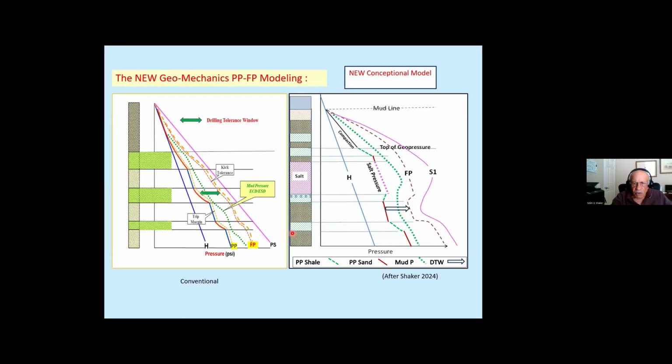And this is also published in 2024. See how that conventional pressure plot has completely changed. Above the salt, the principal stress is higher than the overburden. So the frac pressure follows suit and the mud weight follows suit. In the salt, there is no change in the pore pressure whatsoever, since the salt is clean, it doesn't have fluid, it doesn't have permeability. Any formation that does not have fluid does not have pore pressure.